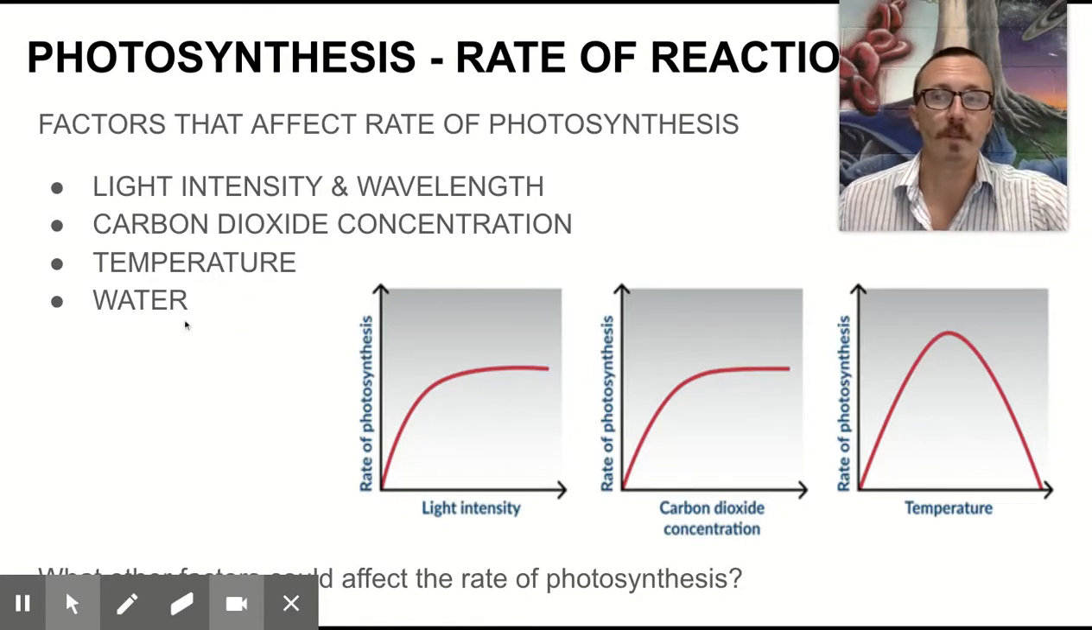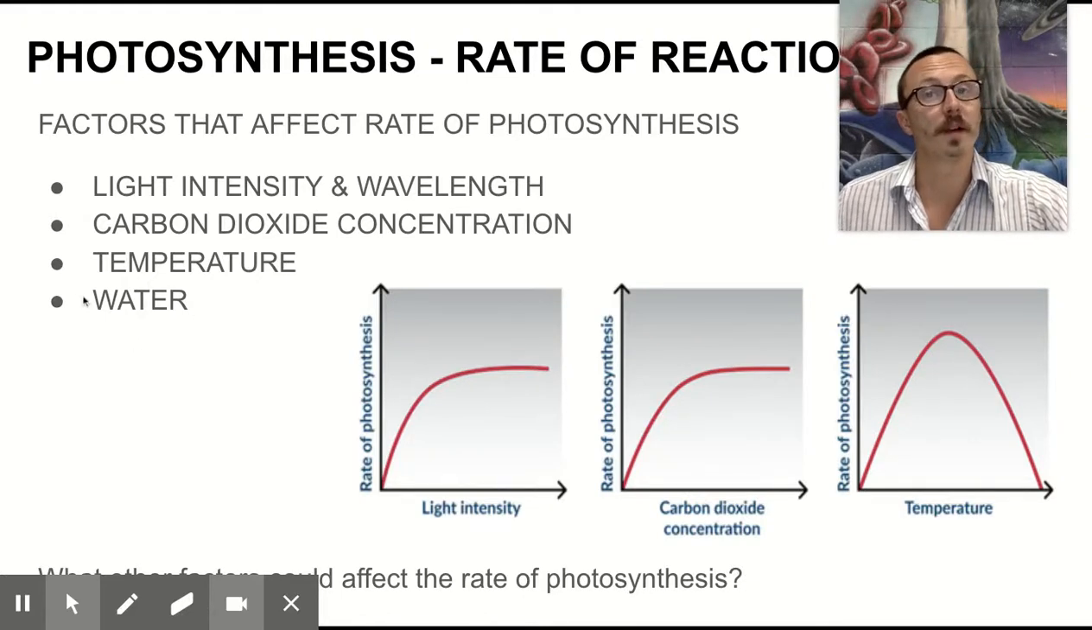And then the actual amount of water available for the plant would be an important consideration because water is one of those essential reactants in photosynthesis. Decreasing or increasing the amount of the available reactants would also increase or decrease the rate of the reaction. So if a plant did not have access to water, the rate of photosynthesis would decrease. Now, if you increase the amount of available water, you could increase the rate of photosynthesis.